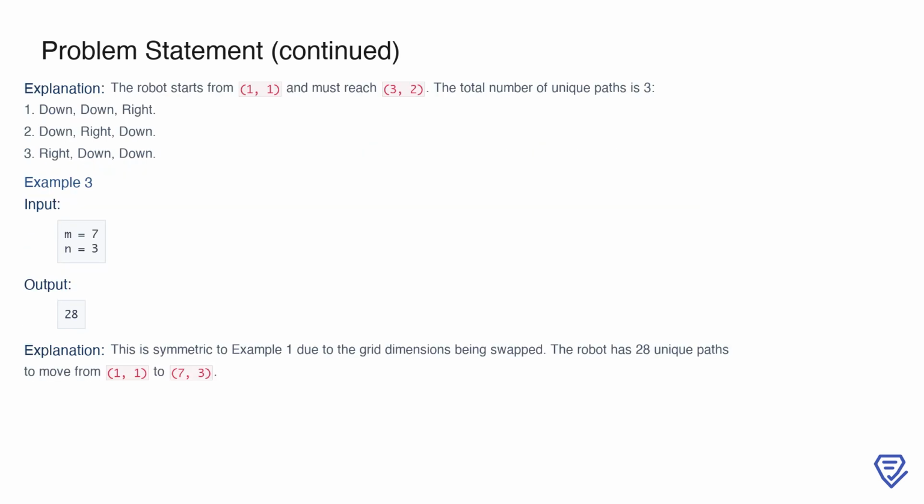In the third example, we have m equal to 7 and n equal to 3. Interestingly, the output here is also 28. This is because the dimensions of the grid are simply swapped compared to the first example, which makes the problem symmetric. The robot has the same number of unique ways to navigate from the top left to the bottom right corner, as the movement rules remain unchanged. These examples illustrate how the grid's dimensions directly affect the number of unique paths, and they highlight the importance of finding an efficient way to compute these values, especially for larger grids.